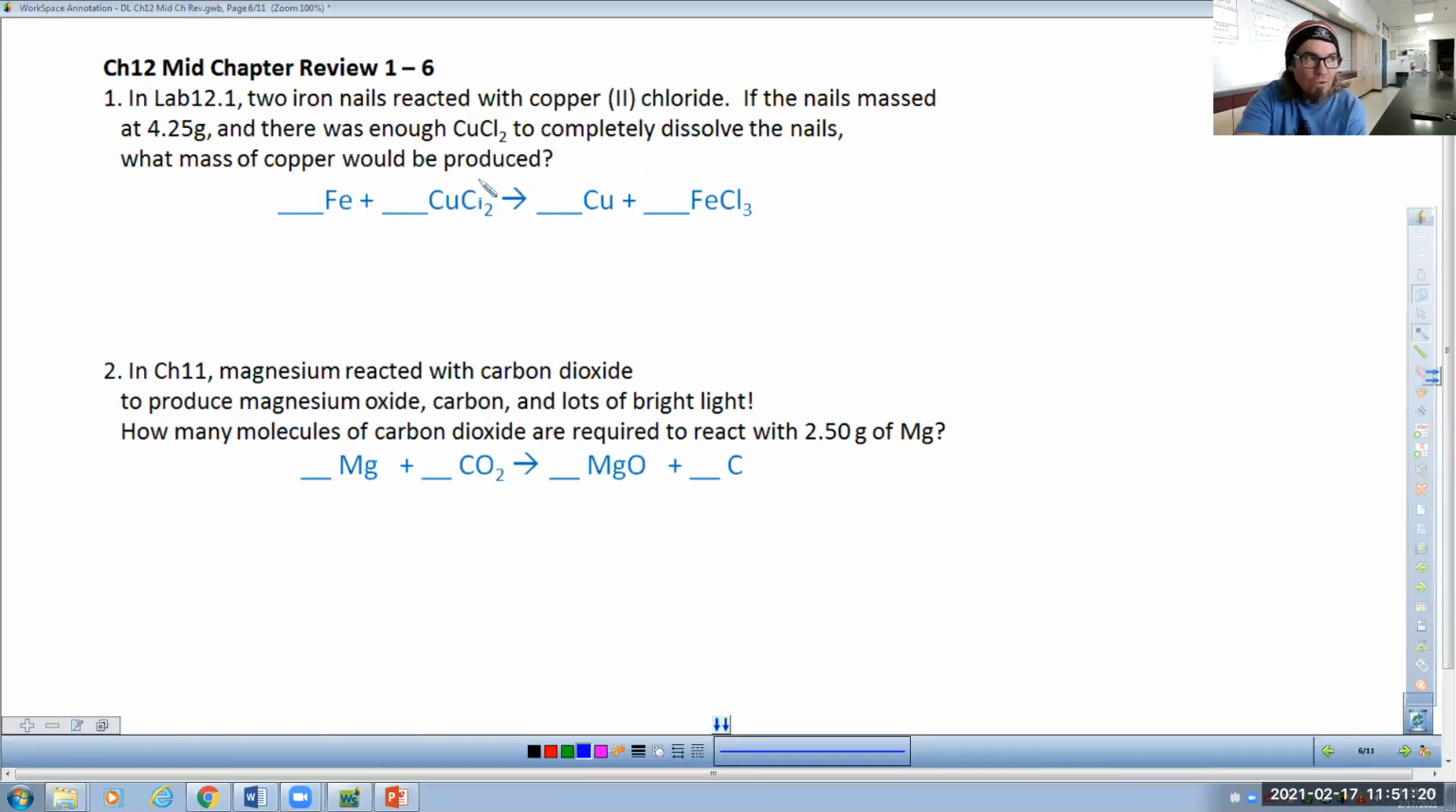But what I did want to do is show you this lab, because lab 12.1 is the one that we're going to sign next week. So why don't you make sure you've written down the 4.25 grams below the iron nails, and the question mark grams of copper. That way you have all the information you need from number one.